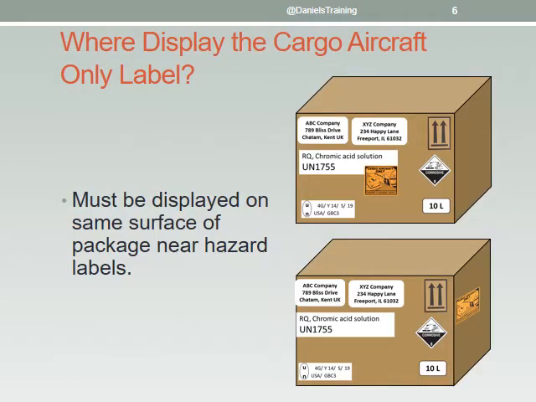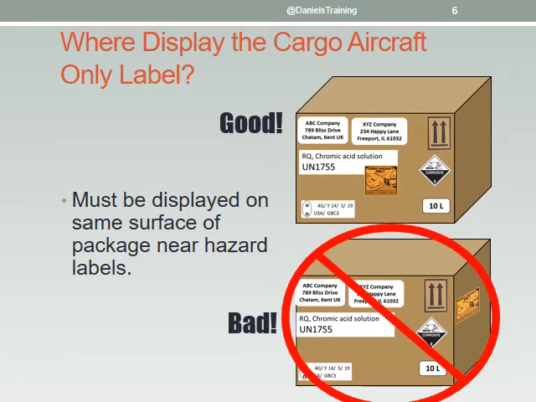When displaying the cargo aircraft only label, it must be displayed on the same surface of the package near the hazard labels. So you can see the image on the top. That is the correct method of display. The cargo aircraft only label is on the same surface and near the hazard label. The image on the lower part of the screen is not acceptable because the cargo aircraft only label is not on the same surface as the hazard label, which in this case is the Class 8 corrosive diamond-shaped hazard label.